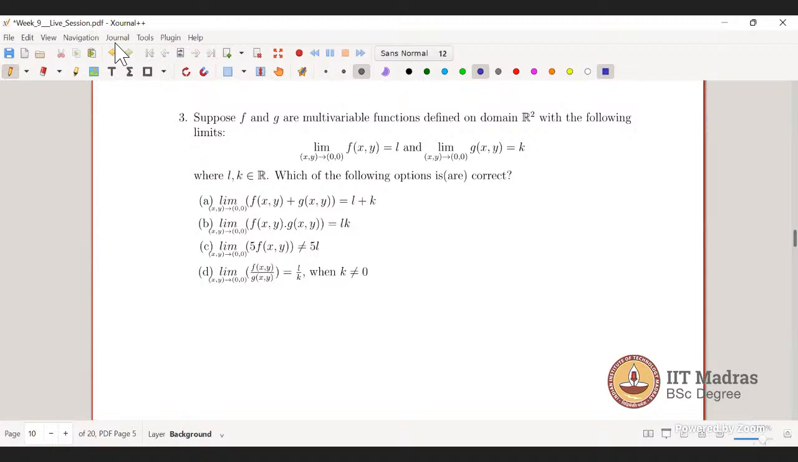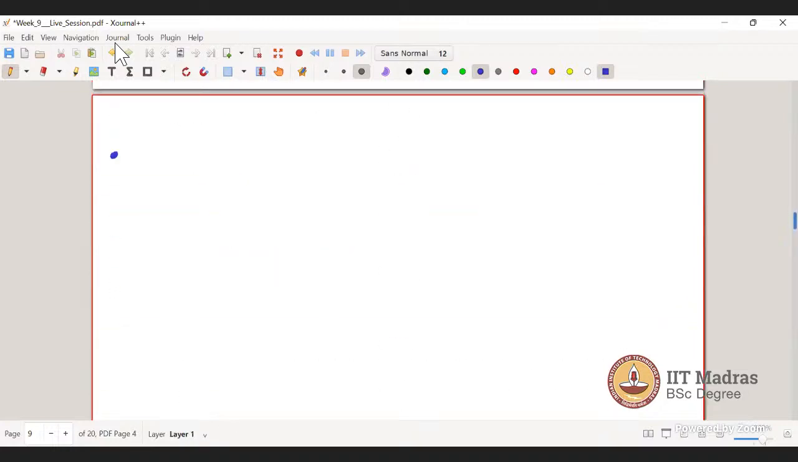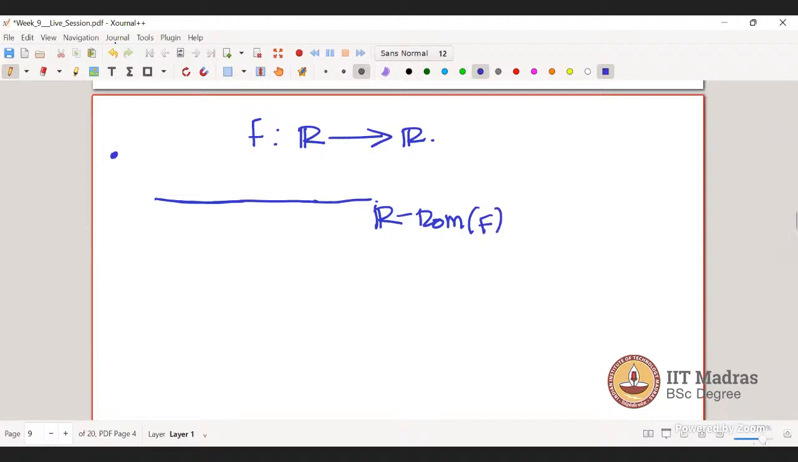Okay, so this is the question. It's not really a question, it's basically the definition or some of the properties of limit. So the problem with the concept of limit here: when we have one variable calculus, we generally deal with functions from R to R. This is my domain, this is my real line, this is the domain of f.